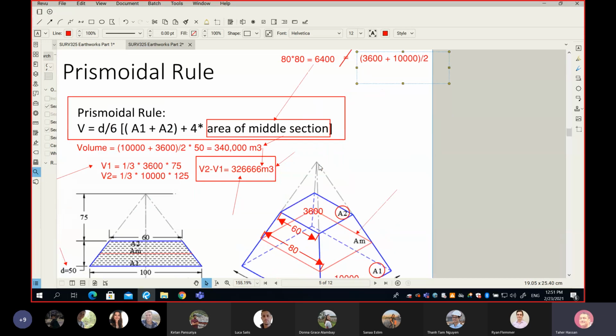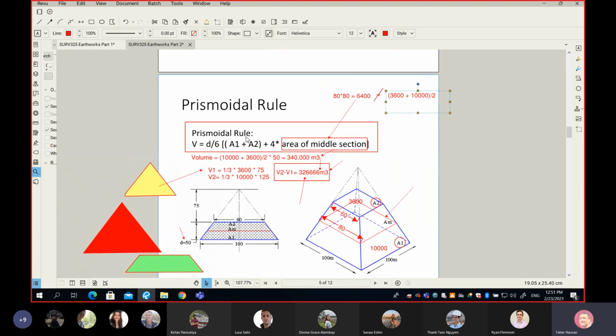The area of the middle section is that we have to draw a section in the middle between the two areas and then find the area of the middle section. Now let's try. I want all of you to do it, please. I'll do the volume here. The volume will be 50 over 6 multiplied by 10,000 plus 3,600 plus 4 multiplied by 6,400. Please do it. And I know that you will get 326,666 meter cube. And what does it mean? It means the prismoidal method will give us the right answer.